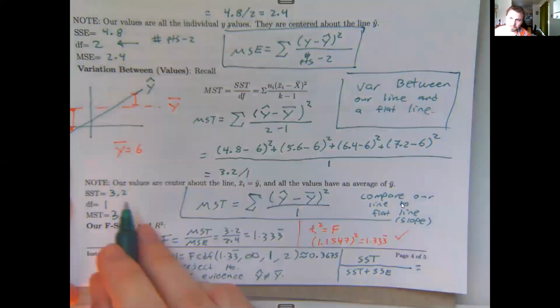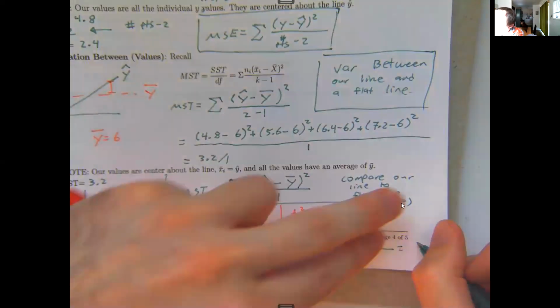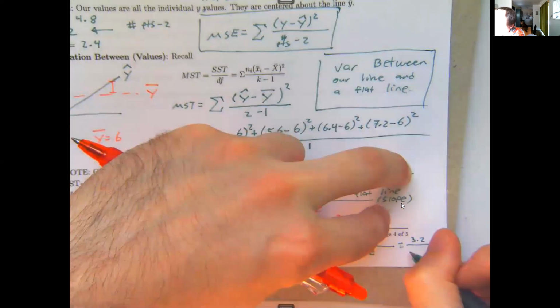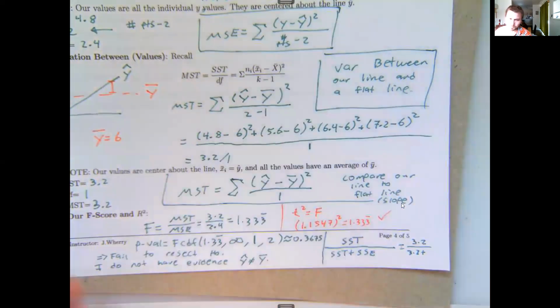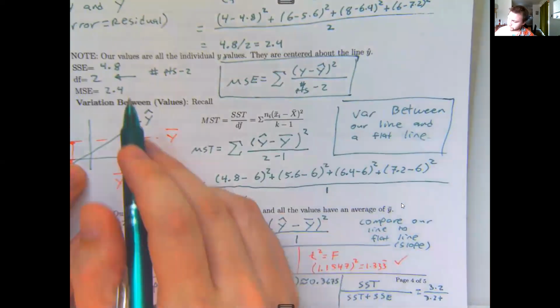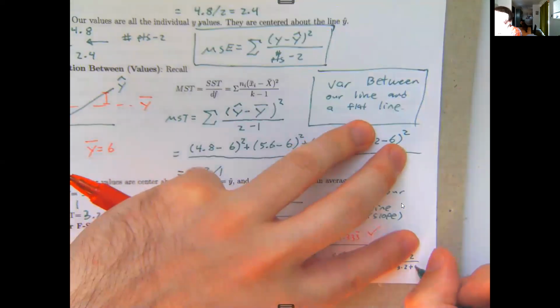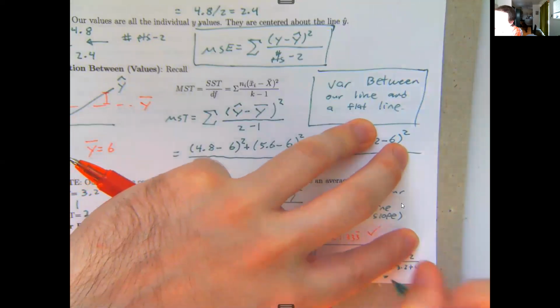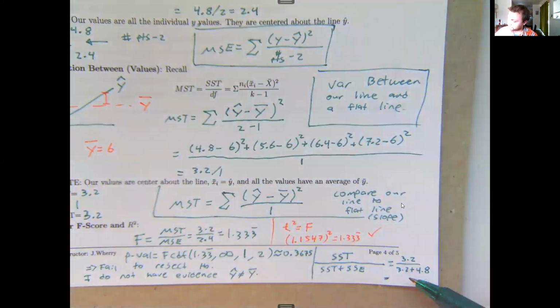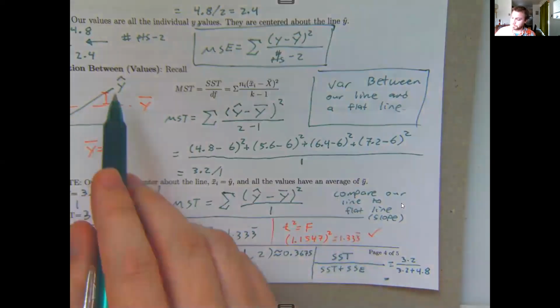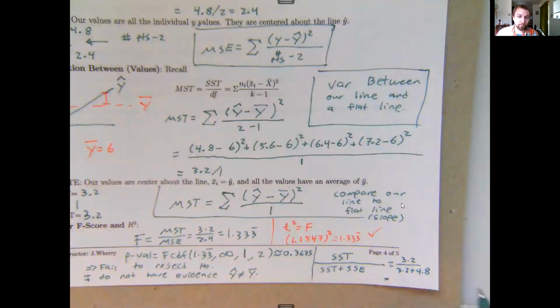So the SS of my T's was 3.2. The SS of my E's was 4.8. So I'm seeing I have 3.2 of my variation is coming from the difference between these lines, but 4.8, a considerable amount of that variation, is actually coming from my residuals. So this tells me that this looks like it would be a really, really weak relationship.